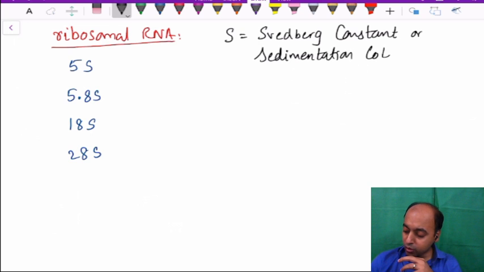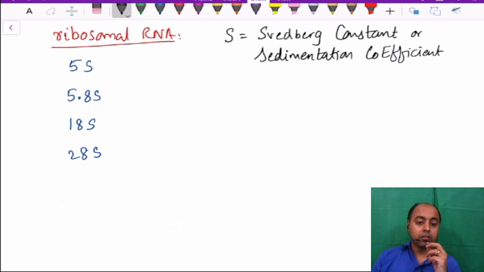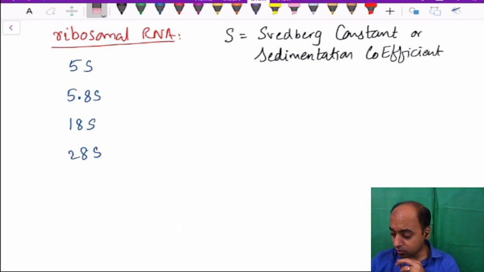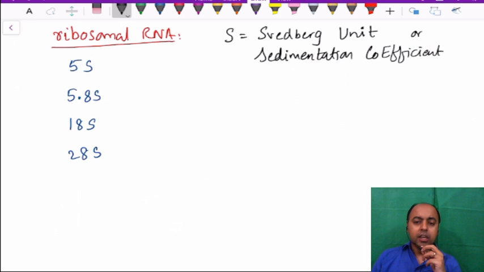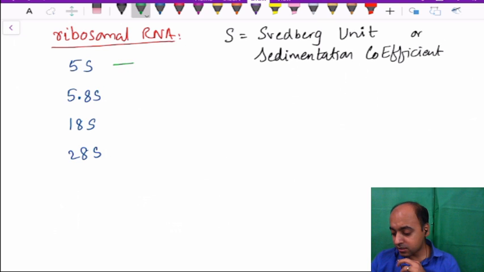So S is a Svedberg unit, or the sedimentation coefficient. It tells us how quickly or how much time a particular particle is going to settle down when we subject it to ultracentrifugation. The higher the value, the faster the particle will settle down. The lower the value, the more centrifugation force you require for the particle to settle down. Like we said, the 5S is synthesized by RNA polymerase 3.